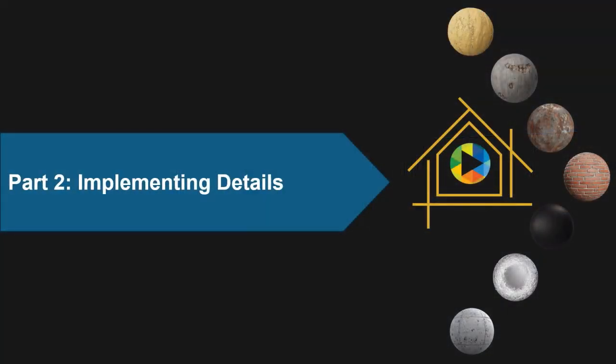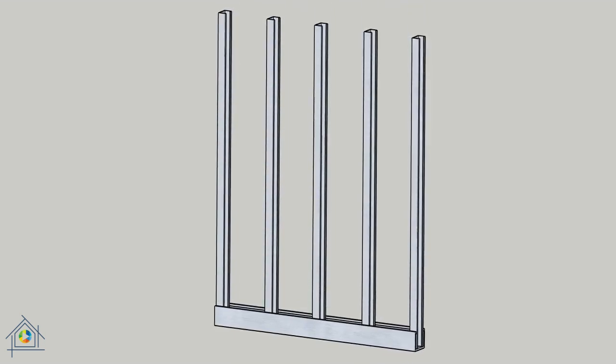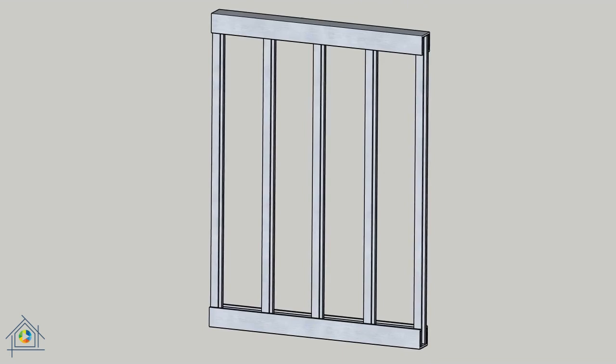Part 2. Implementing details. The steel frame of the wall has horizontal members called runners and vertical members called studs. The members are made of cold-formed steel, which is known as LSF structures. The most common cross-sectional shapes are C and U. The frame members are usually connected to each other with angle-shaped connections and screws. The distance between the vertical members is usually 60 centimeters.